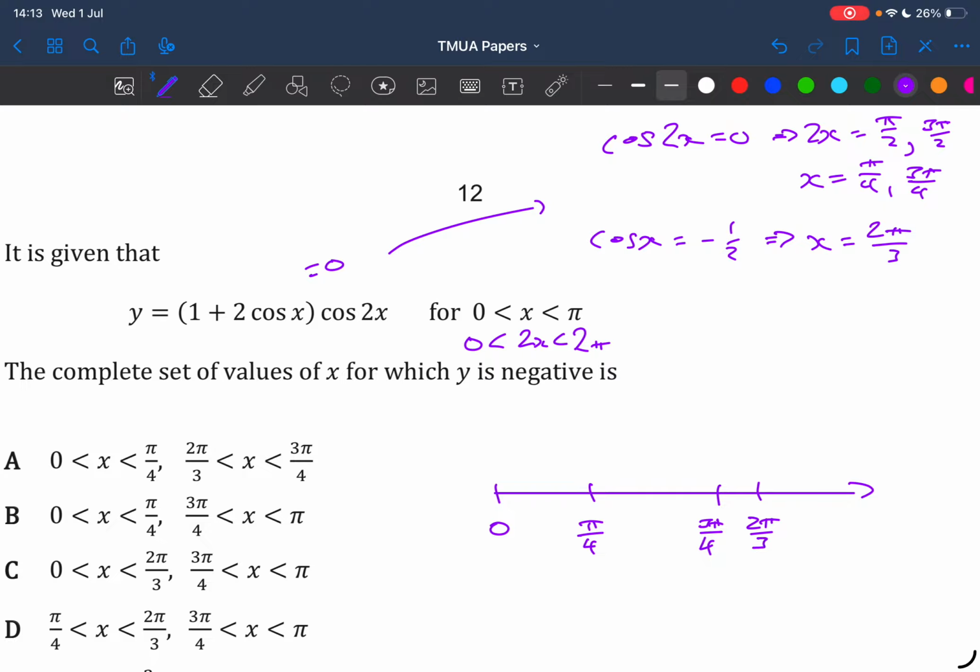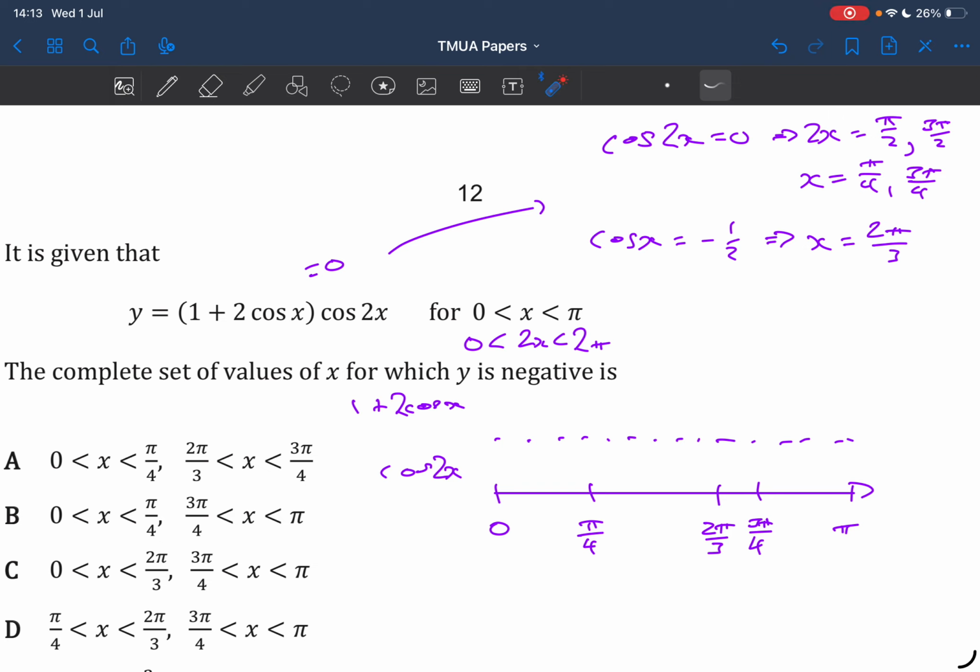Wrong way around for those, isn't it? 2/3 is less than 3/4. And then there's pi at the end as well, sorry. So we need to go through, and for both of our functions, the cos 2x and the 1 plus 2 cos x, are they positive or negative?